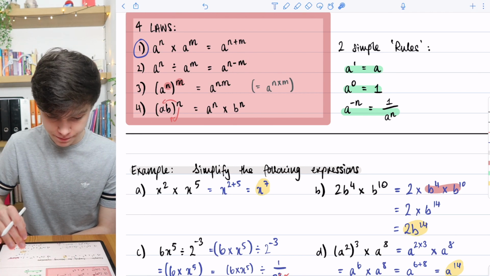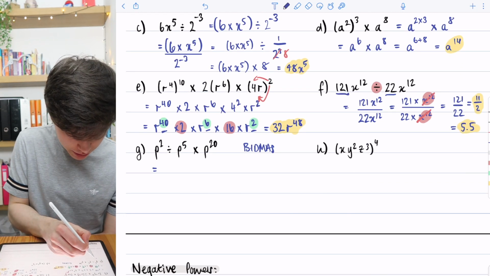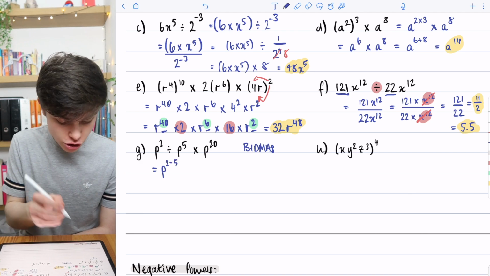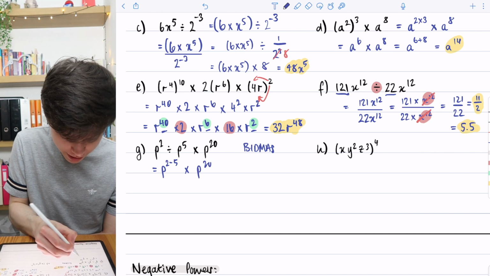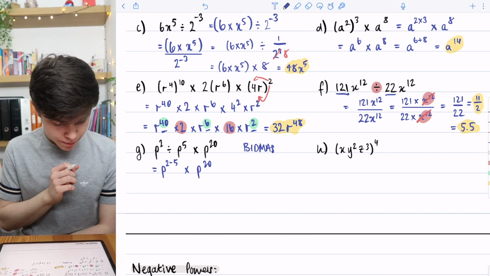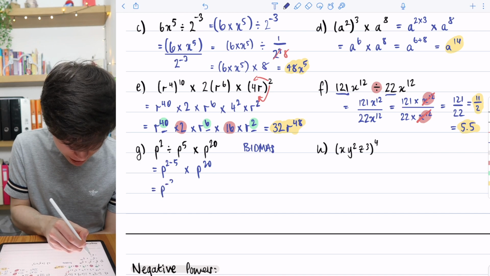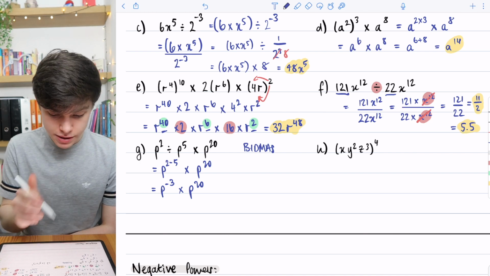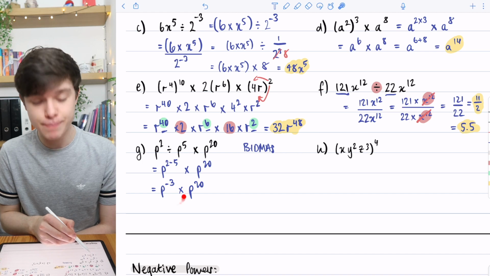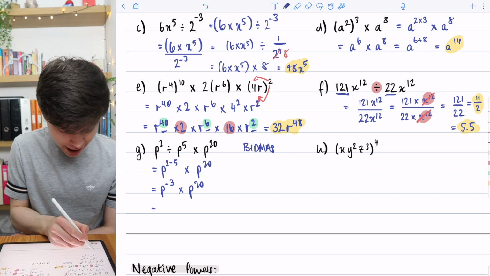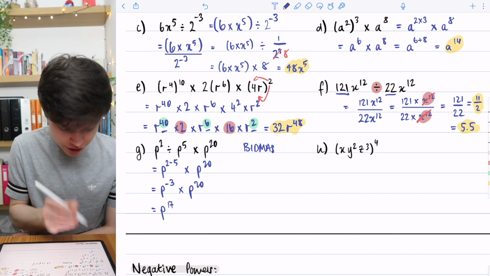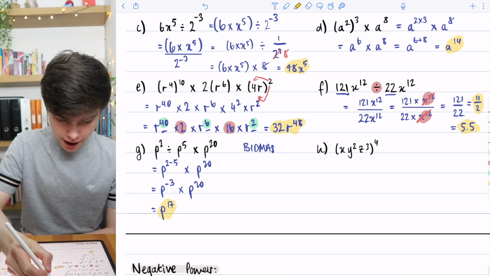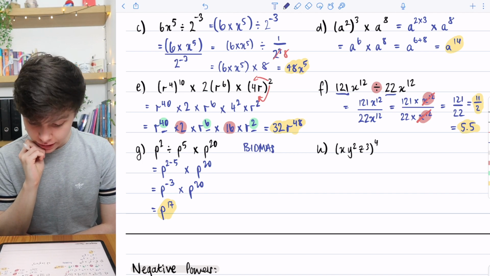subtract the powers. So when we subtract the powers, we will have p to the 2 minus 5, not the other way around, 2 minus 5, then multiplied by p to the 20. We can simplify the power there to give me p to the minus 3, multiplied by p to the 20. And then all I'm going to do is, because we are multiplying, I'm just going to add the powers together. So when I do that, that will give me p to the 17, and that is your final answer.